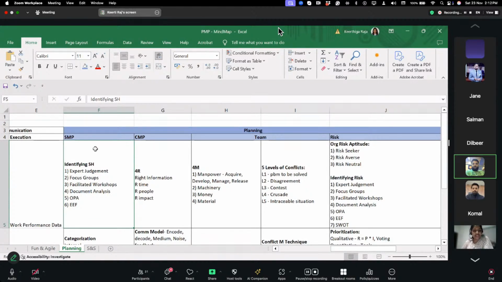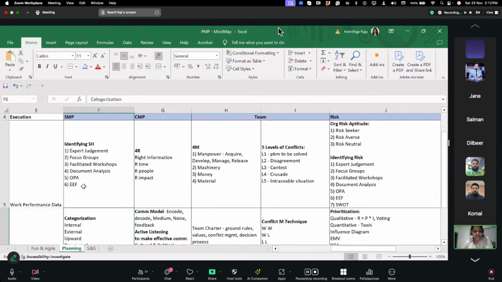Planning, we will start with the stakeholder management plan. A stakeholder is anyone who is affected by the project, or who thinks or perceives they are affected by the project. Everybody is considered a stakeholder. To identify stakeholders, we have 6 different techniques: expert judgment, focus group, facilitated workshops, document analysis, organizational process assets, and EEF, environmental factors.